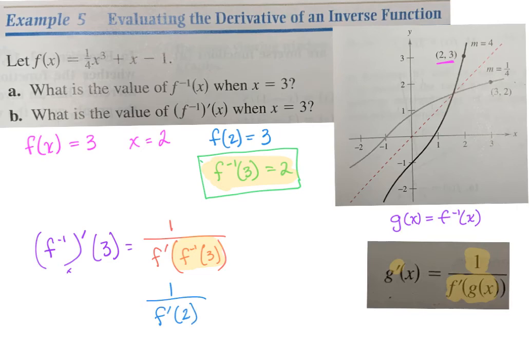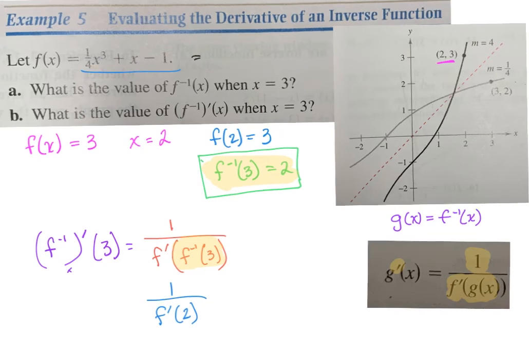So how do I find the derivative at 2? I take the derivative and plug in a 2. I'm going to go back to my original function and take that derivative. The derivative of 1/4 x cubed is 3/4 x squared, plus the derivative of x, which is 1. And then, of course, my -1 goes away because it's a constant. So it's just a straight derivative, and I'm going to take that 2 and plug it in. So this is going to be 1 over 3/4 times 2 squared plus 1.